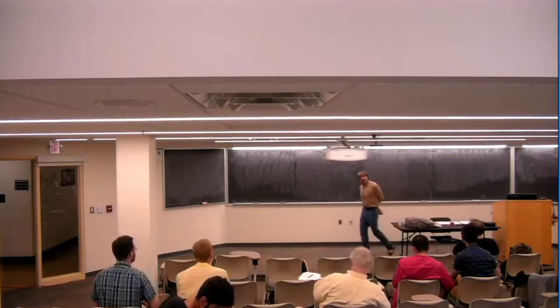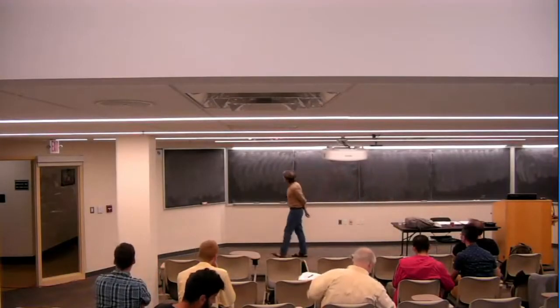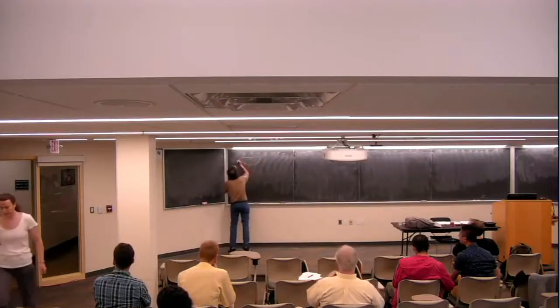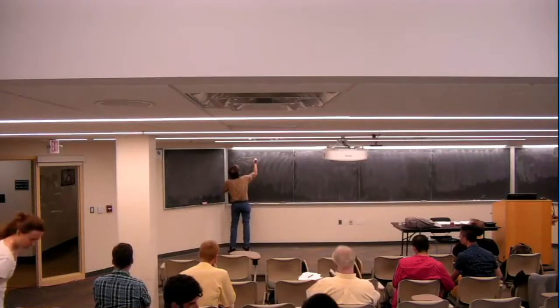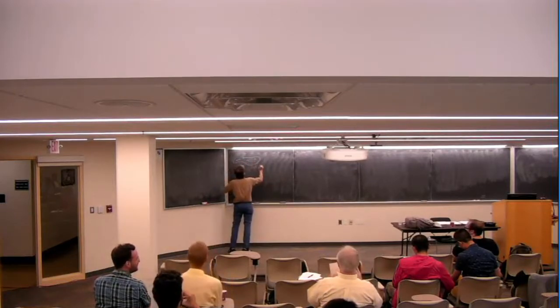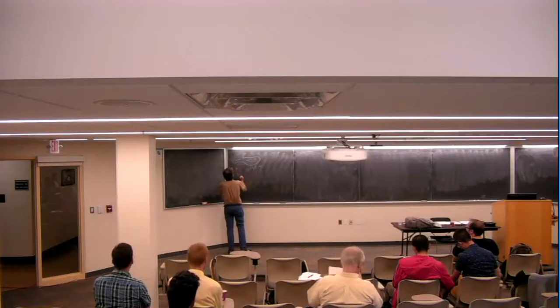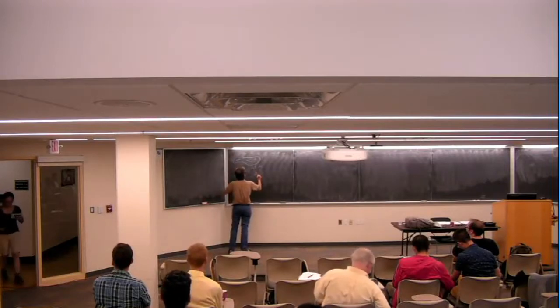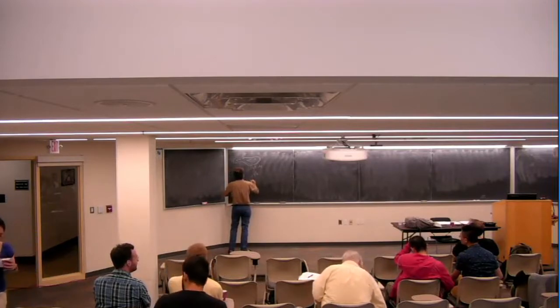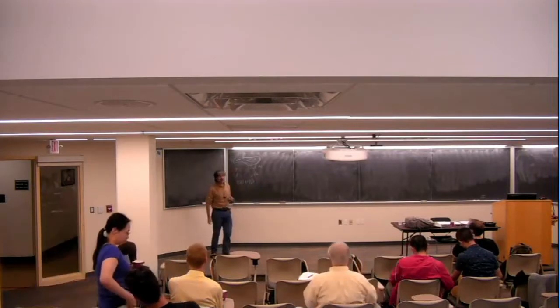Okay, so let me remind you what I did yesterday. We have this basic invariant. We have a surface M, k points fixed, p1 through pk on M, and we have these parameters, beta 1 through beta k. And we're looking for conic metrics with cone angle 2 pi times 1 plus beta j.